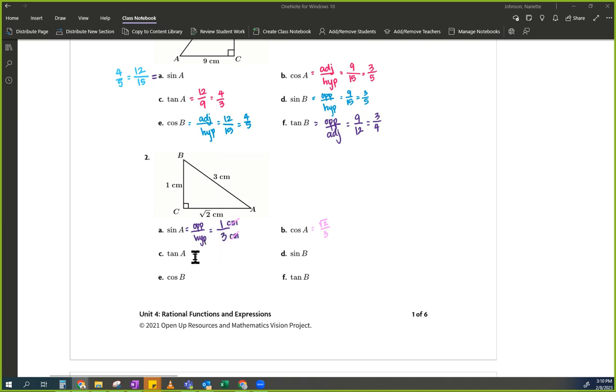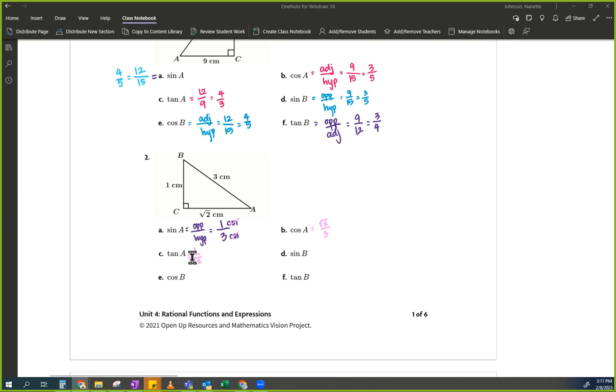And then we get to tangent. And we say, okay, well, it's opposite over adjacent. So this is 1 over root 2. Okay, I'm going to do a lot of explaining here, but I want you to understand where I'm coming from.